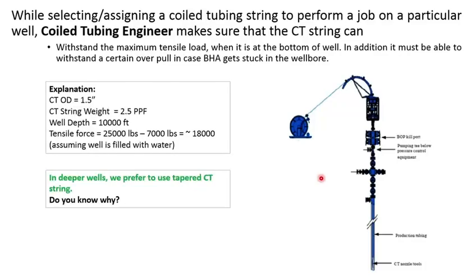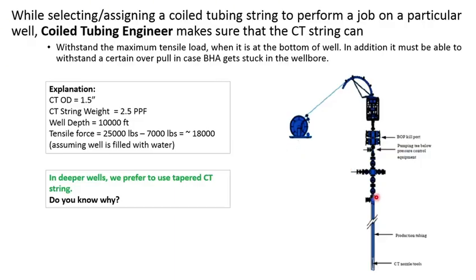So before selecting or assigning a coil tubing string to perform a job on a particular well, the coil tubing engineer makes sure that the string selected for that well must be able to withstand the maximum tensile load when it is at the bottom of the well. In addition, it must be able to withstand a certain overpull in case the BHA gets stuck in the wellbore. To understand this, let's see this diagram.